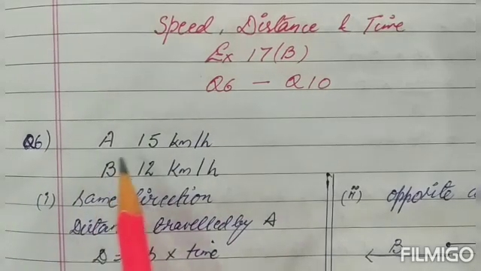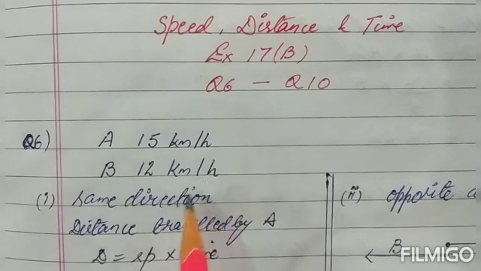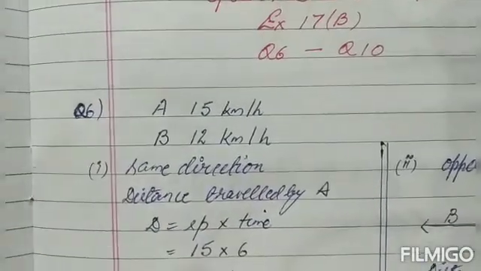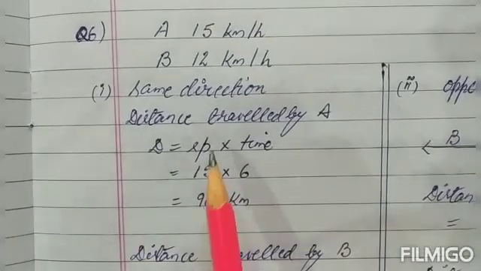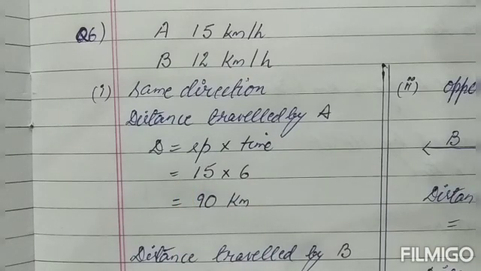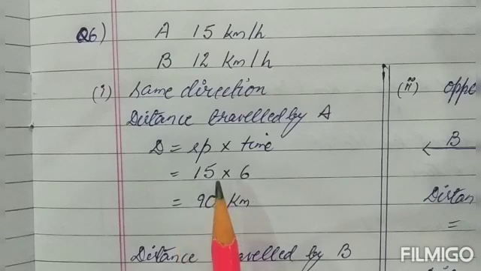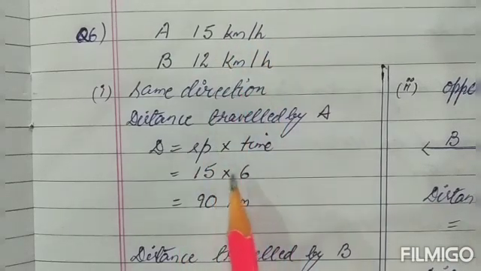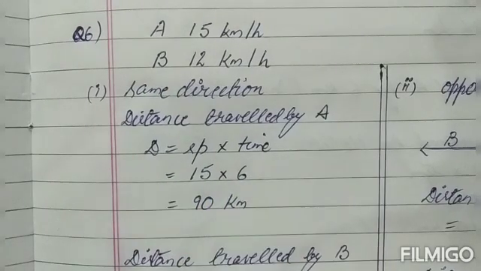Now children, A is traveling with the speed of 15 kilometers per hour and B is traveling with the speed of 12 kilometers per hour. Now when they are moving in the same direction, then how are we going to do it? Now distance traveled by A, you are going to find out by putting a formula. Distance is equal to speed into time. Now his speed is 15, so I've placed 15 and time is 6 hours, so 15 6s are 90 kilometers is the distance traveled by him.